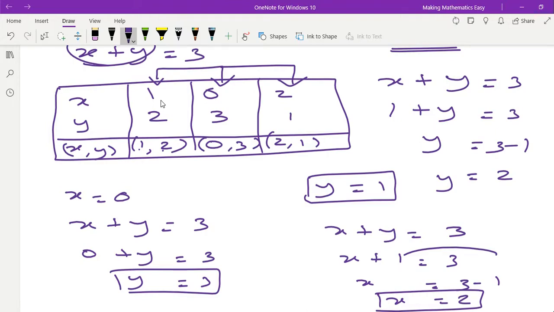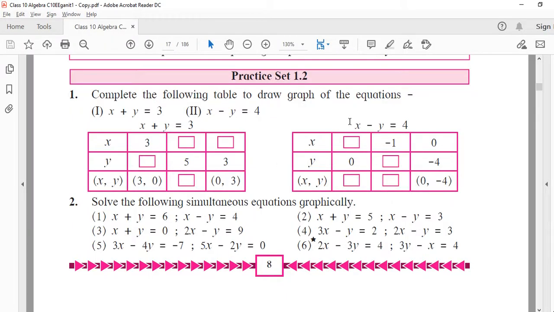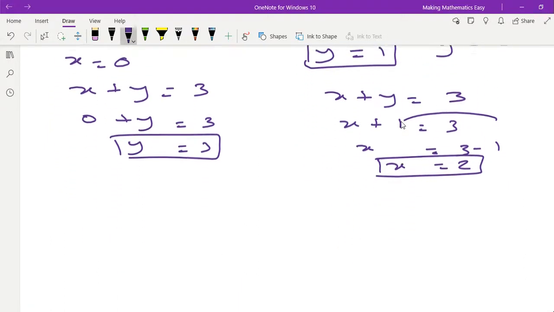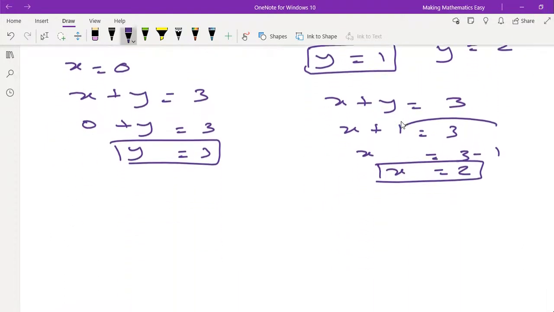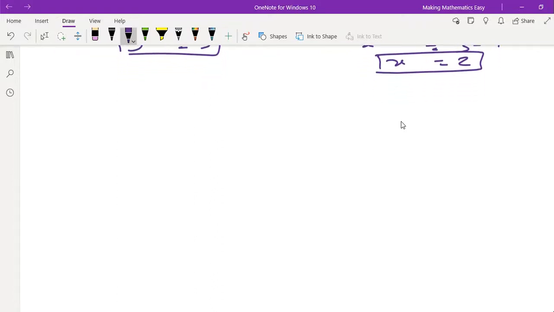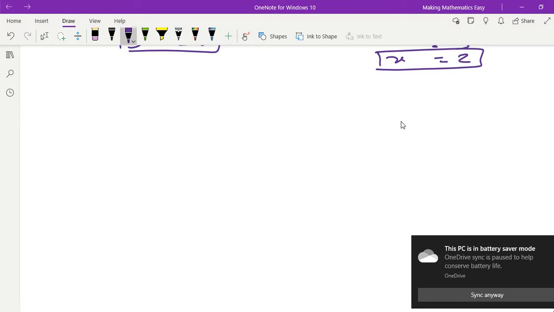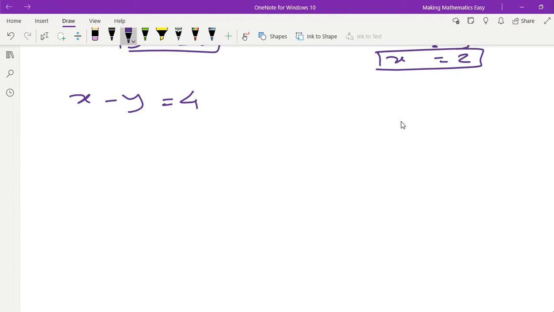Similarly, you have to do the same for another equation, which is x minus y is 4. Now in this second equation you have a subtraction sign, so you need to be careful while you are solving the equation. x minus y is 4.